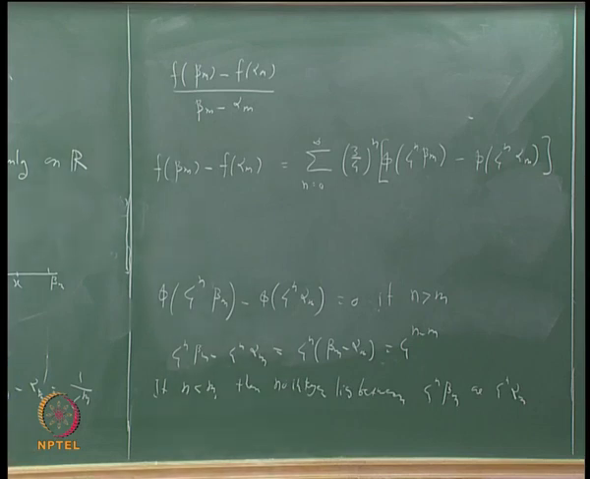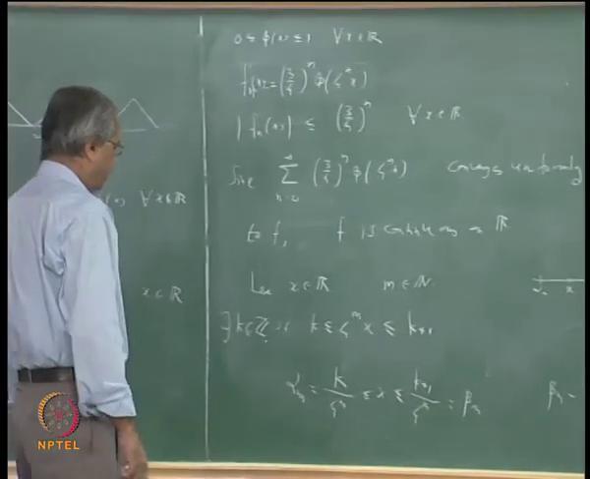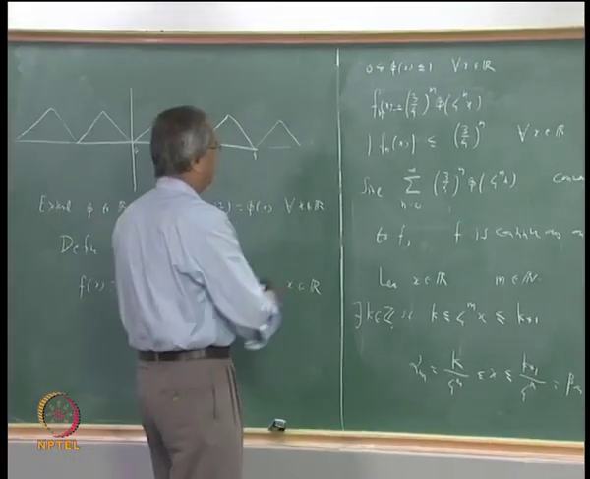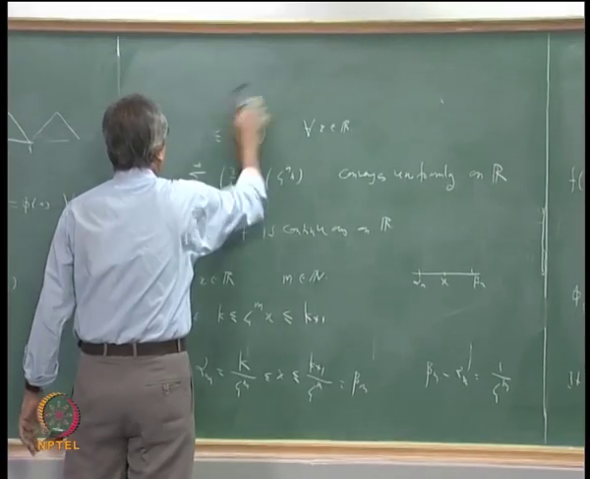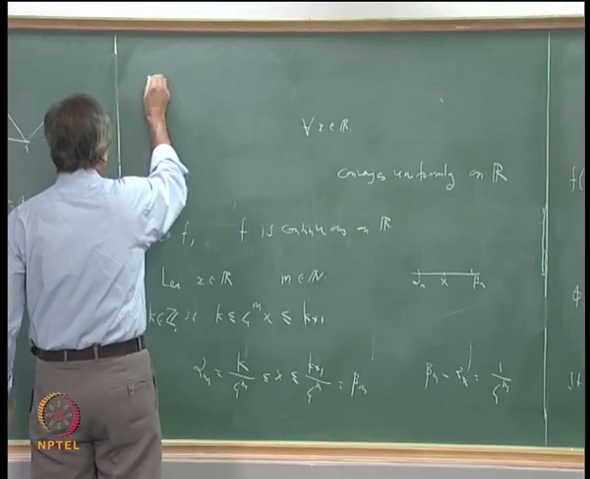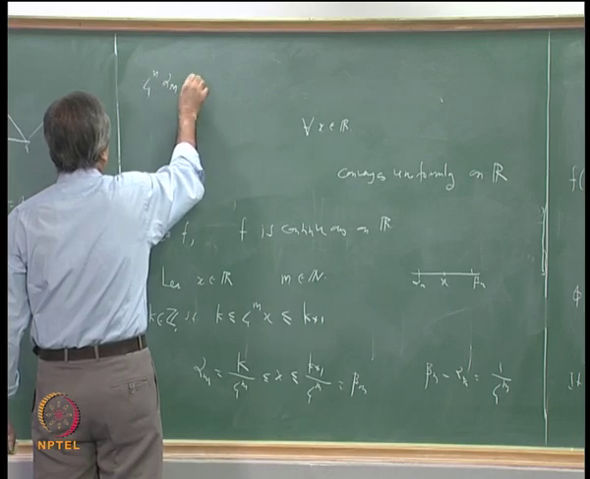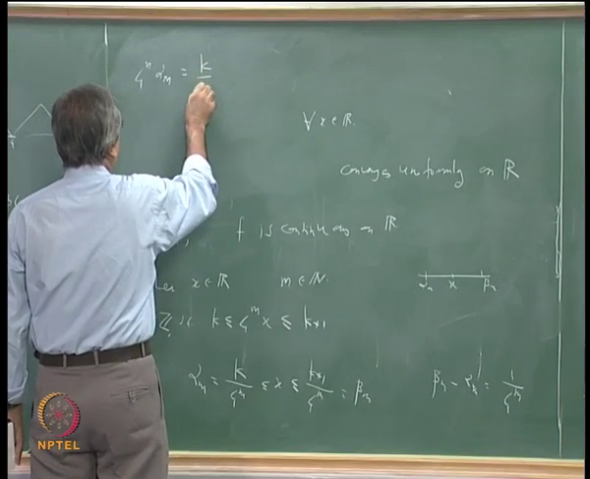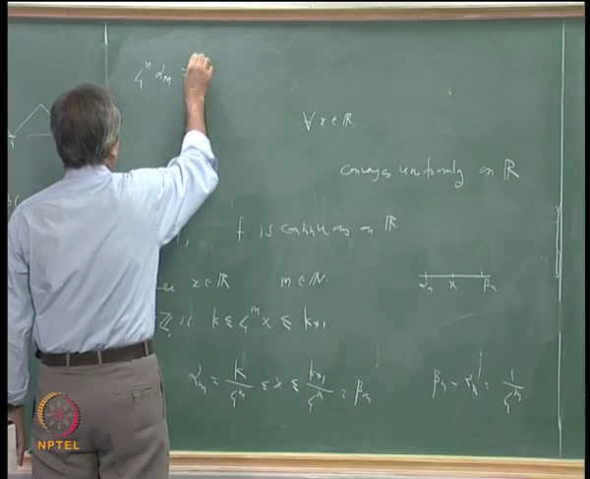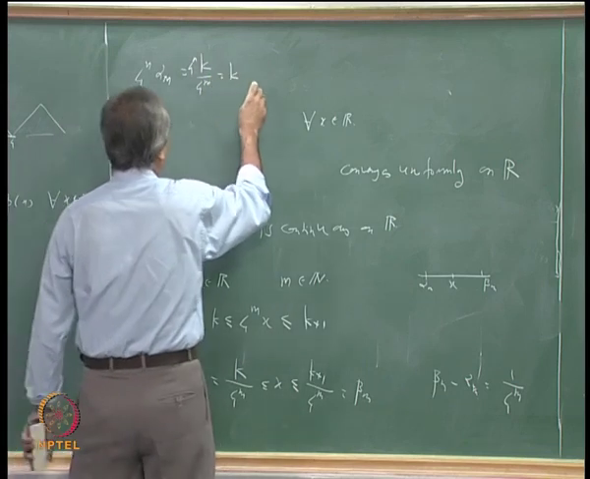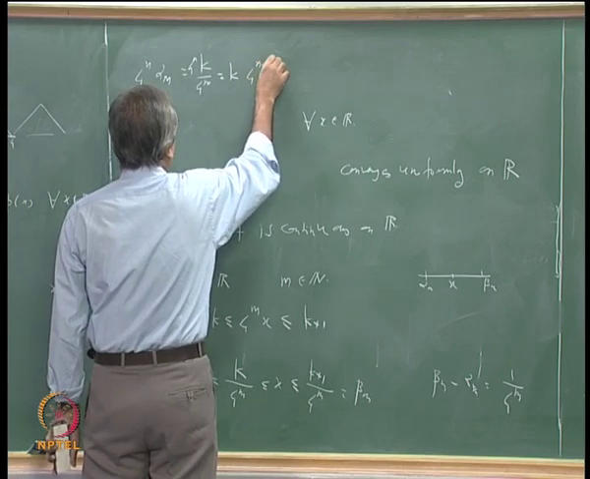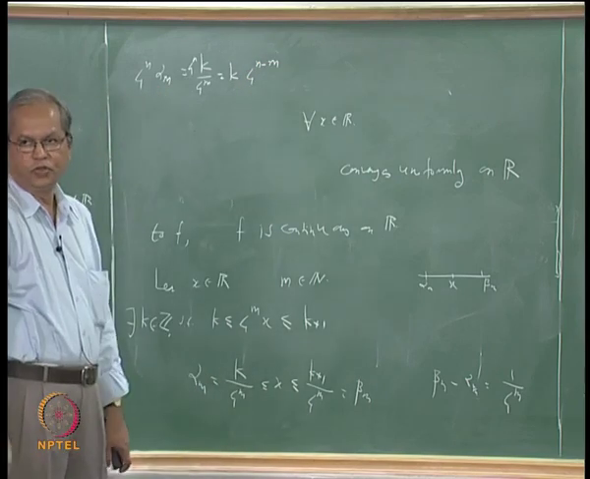Let us see how this follows. What will be 4 to the power n alpha m? I think it will be clear if we actually calculate that. Alpha m is k by 4 to the power m, so it is k by 4 to the power m into this 4 to the power n. So it is nothing but k into 4 to the power n minus m.